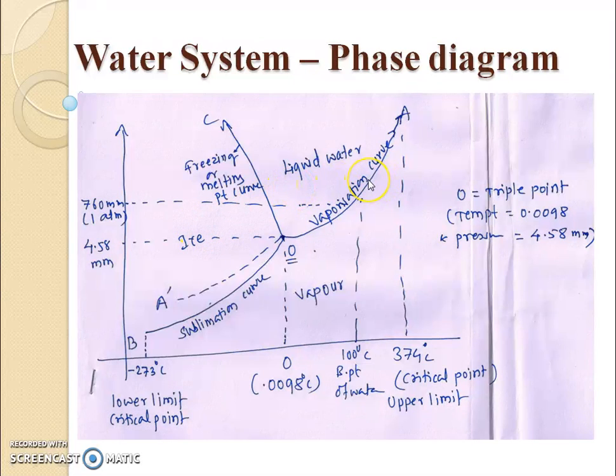Then if the system is to be specified or defined along the curve, we need to specify either temperature or pressure. The second variable will get fixed automatically because along the curve there is the presence of two phases.